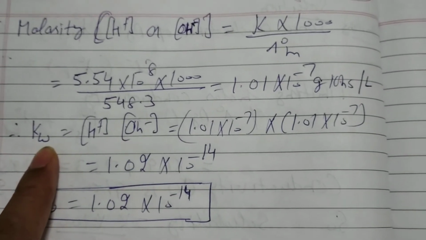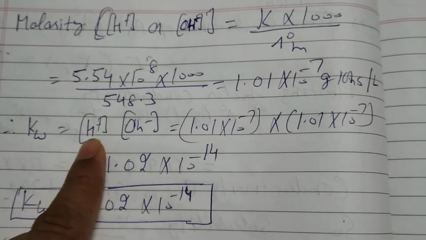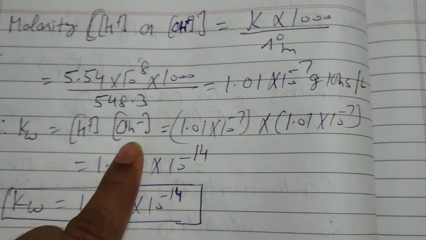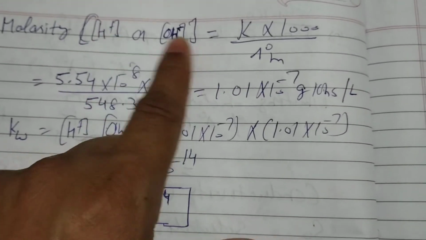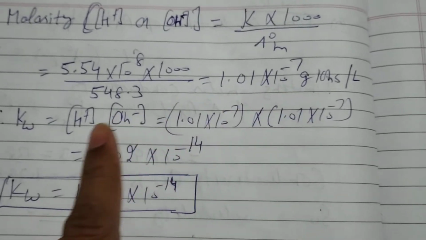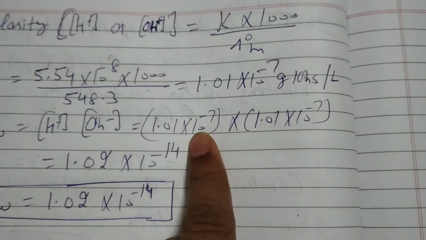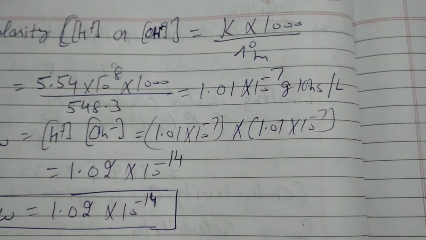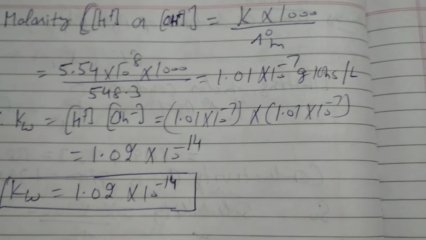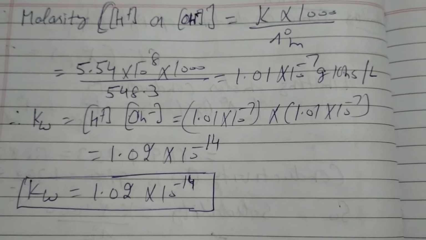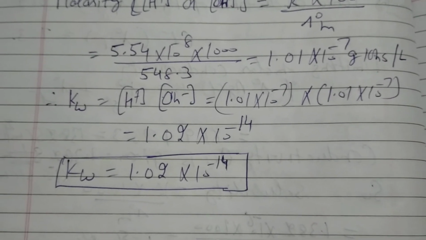What is the ionic product of water? We have already studied it in class 11. Kw is equal to the molar concentration of H⁺ multiplied by the molar concentration of OH⁻, and this value is equal for both H⁺ and OH⁻. When we multiply these two values, 1.01 × 10^-7 into 1.01 × 10^-7, this comes to 1.02 × 10^-14. So this is the ionic product of water.